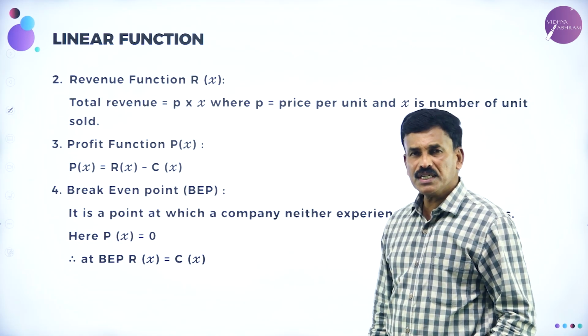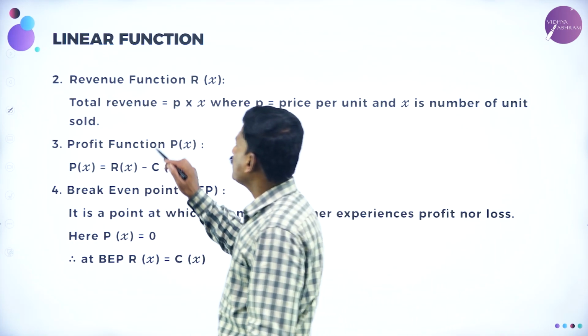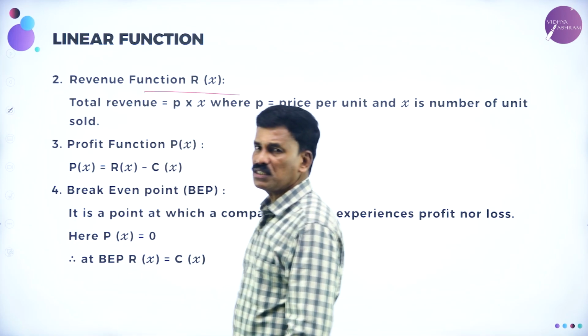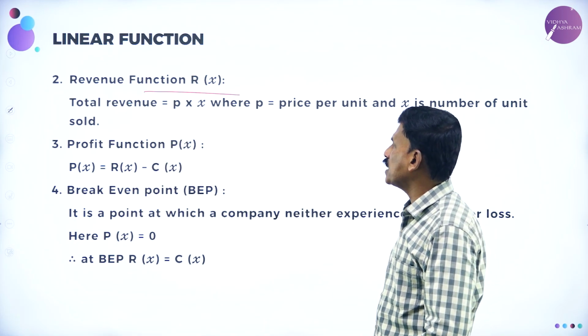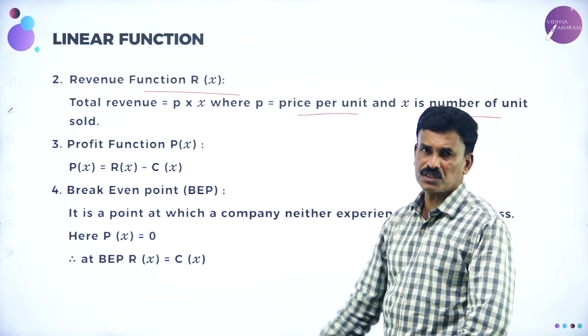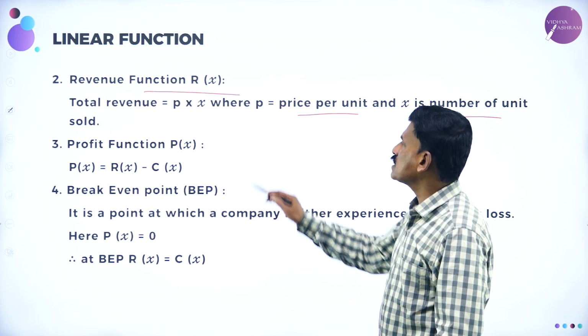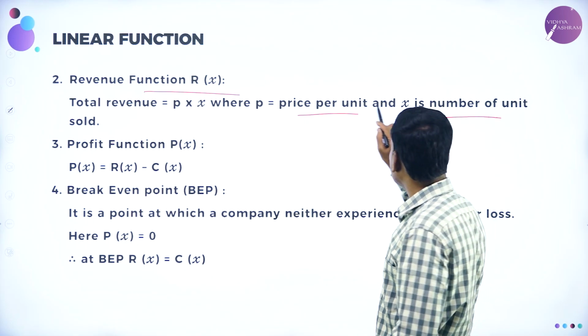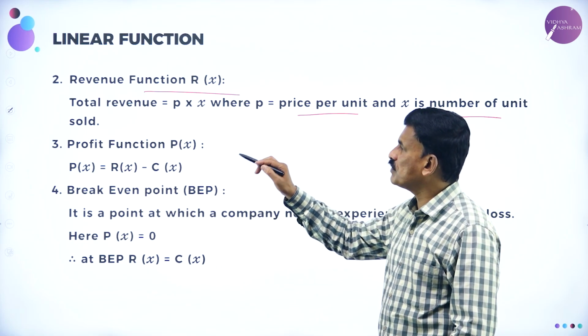Now, move on to the next concept, that is the revenue function, denoted as R of x. What is the revenue function? The total revenue function is given by P into x, where P is the price per unit and x is the number of units. So, R of x is equal to P into x, where P is the price per unit and x is the number of units. That is called the revenue function.